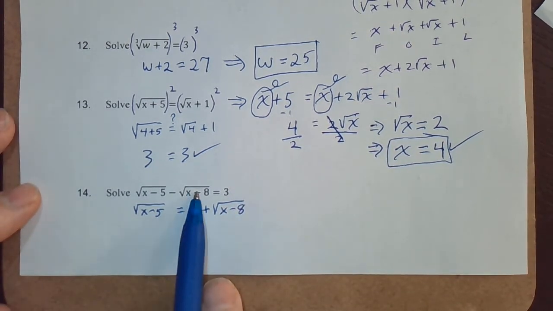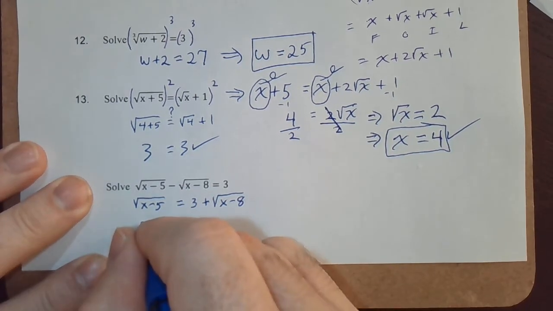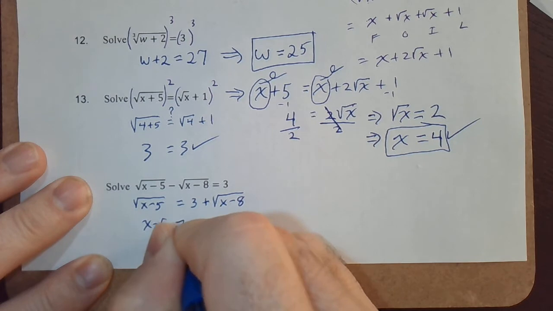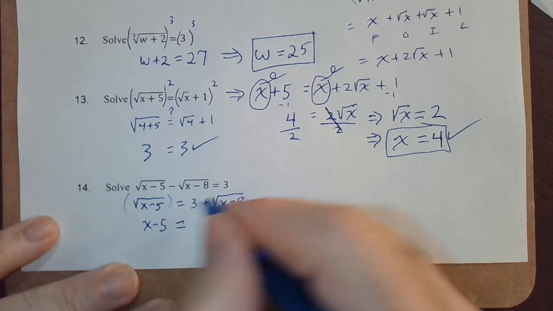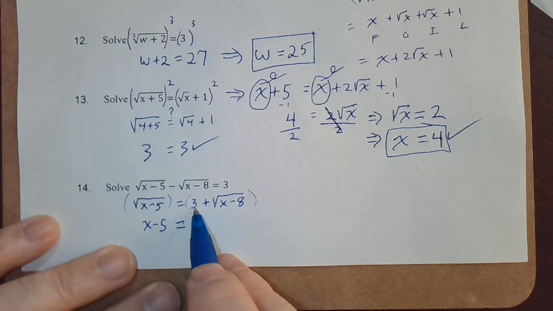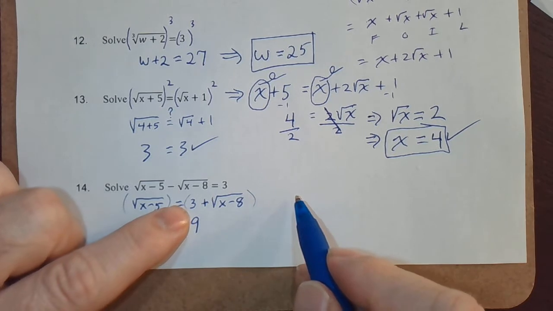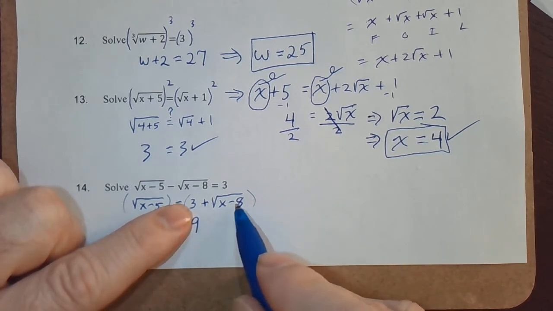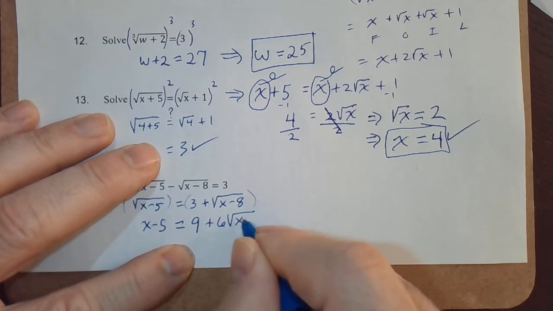All I did is add this radical to both sides to get rid of it on the left and make it positive on the right. Now, square both sides. X minus 5 is equal to, that's easy, we squared this side, but now we've got to square this, which means FOIL it out. So the first would be 3 times 3, which is 9. The outer and inner would be 3 times radical x minus 8, both of them. So you got 2 of them. You have to double it to 6 radical x minus 8.